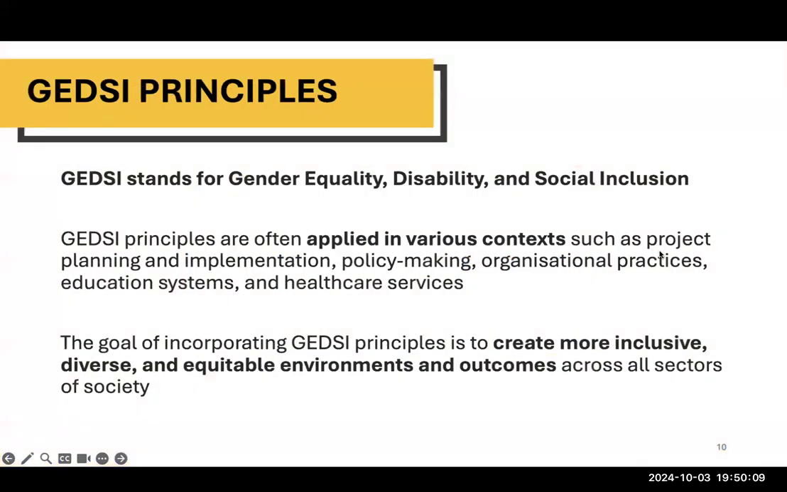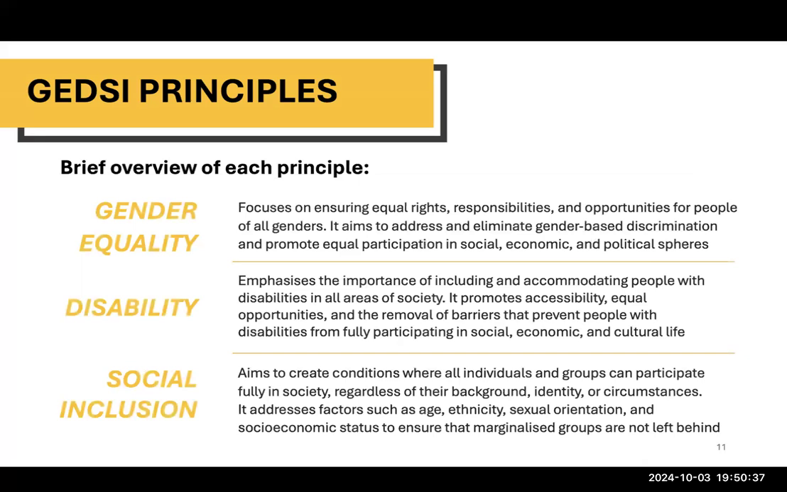So I think there's a lot to think about, a lot of opportunities in targeted universalism, especially when we think about GEDSI. GEDSI stands for Gender Equality, Disability and Social Inclusion. And these principles are often applied in various contexts, such as project planning and implementation, policymaking, organizational practice, education systems, and healthcare service. The goal of thinking with GEDSI in mind is to create more inclusive, diverse, and equitable environments and outcomes across all sectors of a society.